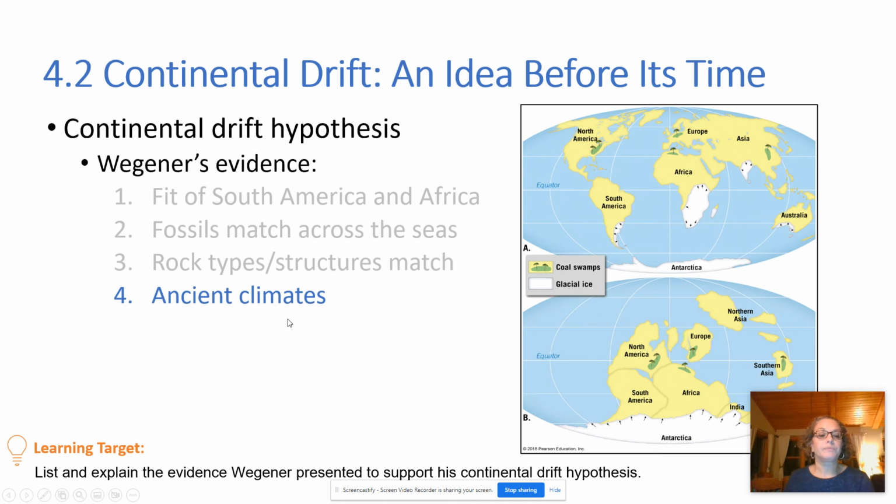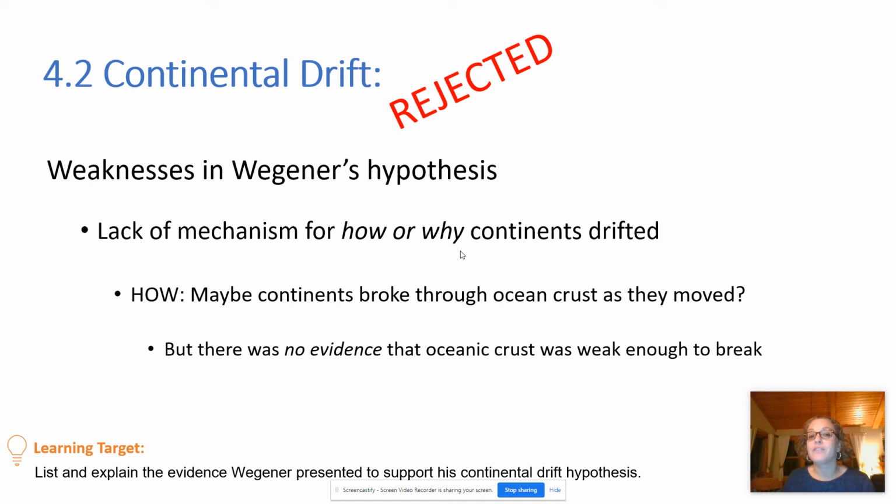Ultimately, Wegener's continental drift hypothesis was rejected because there was also a lack of evidence to support Wegener's idea. And the biggest issue was there was no way to explain how or why the continents drifted.